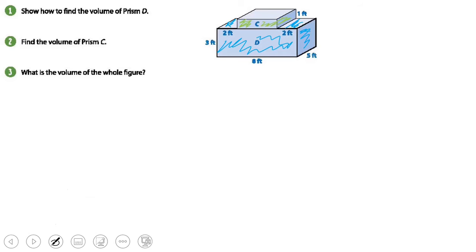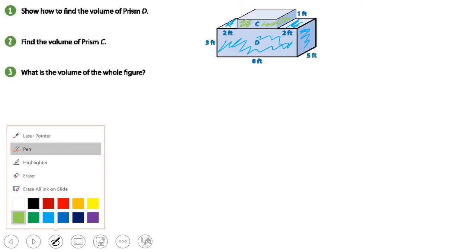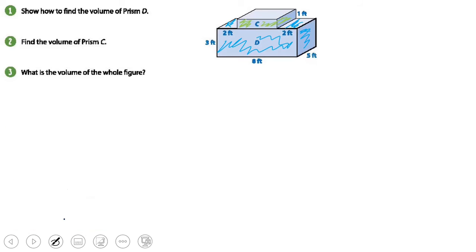Okay, so let's find the volume for prism D, which I'll continue to write in purple. How will we find the volume in prism D? Our formula for volume is V equals length times width times height, and that is supposed to be a W. There we go.